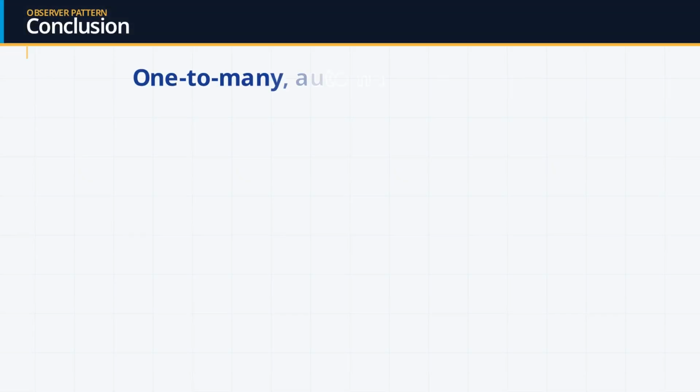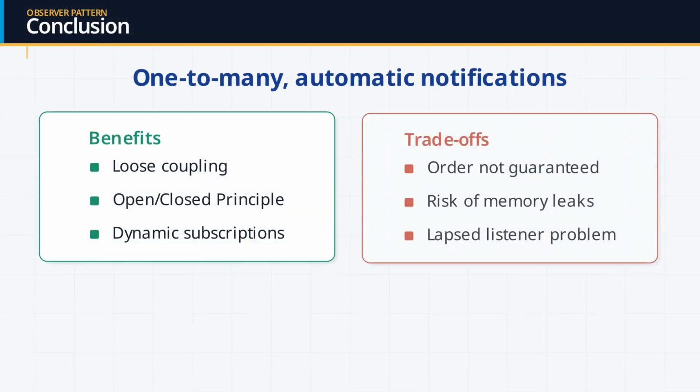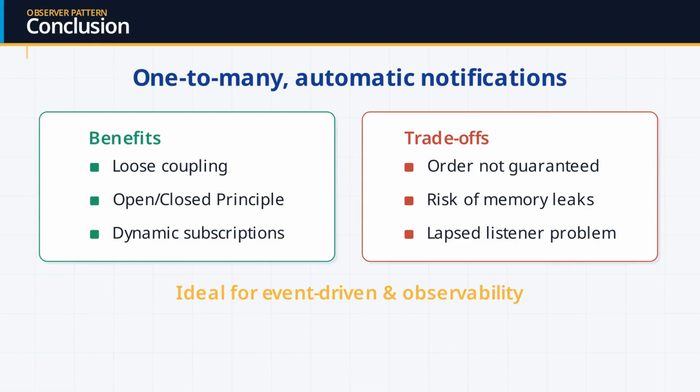The observer pattern defines a one-to-many relationship with automatic notifications. Benefits: loose coupling, open/closed compliance, dynamic subscriptions. But notification order isn't guaranteed, and forgotten observers can leak memory. Ideal for event-driven and observability scenarios.